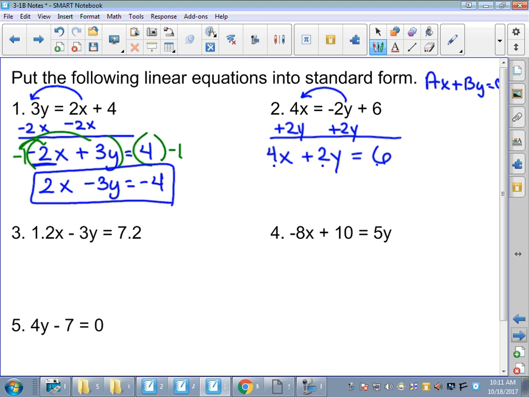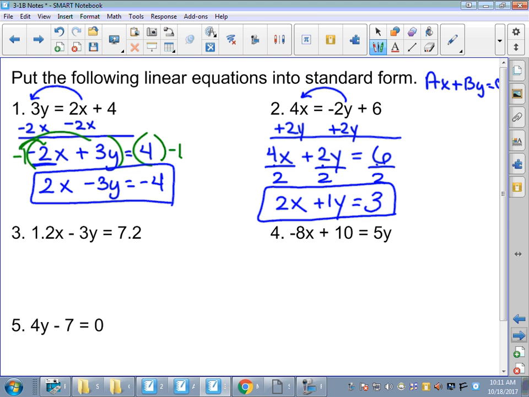4, a 2, and a 6 here, which means I could divide both sides by 2. Now, if I'm dividing both sides by 2, everybody's going to get divided by 2. So I just split it up for those two terms on the left-hand side. So my 4x becomes a 2x, my 2y becomes a 1y, and my 6 divided by 2 becomes a 3. If I go through my checklist, everything now works.